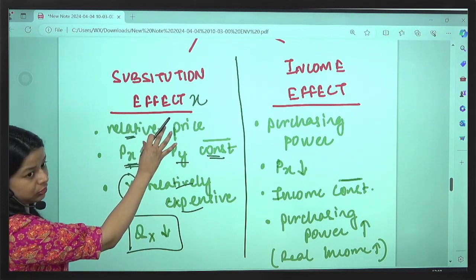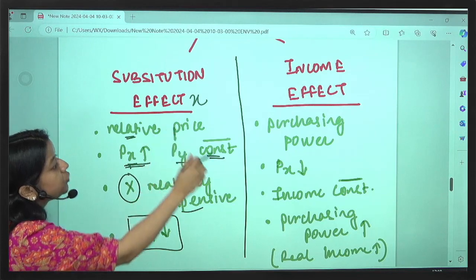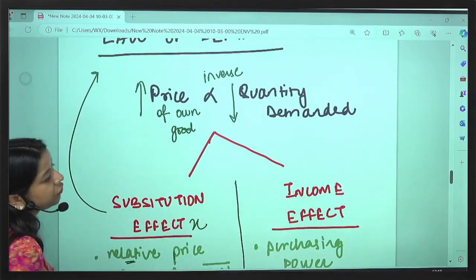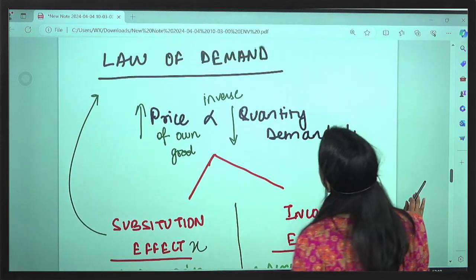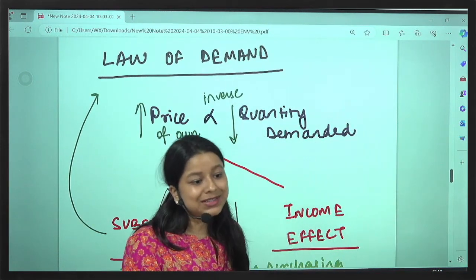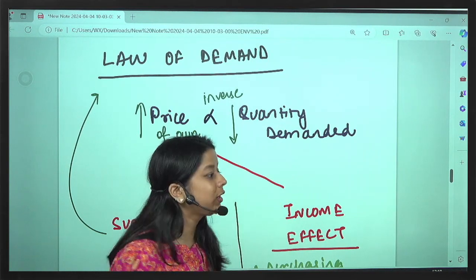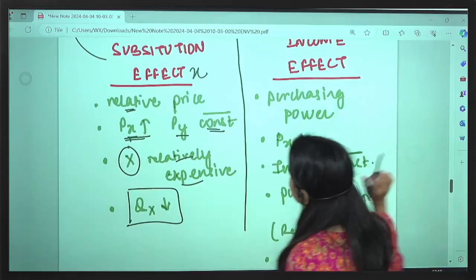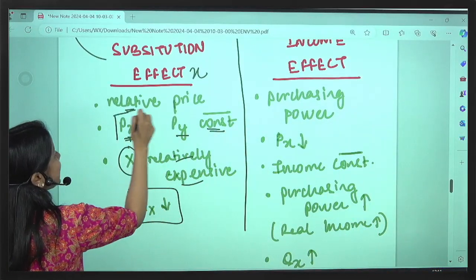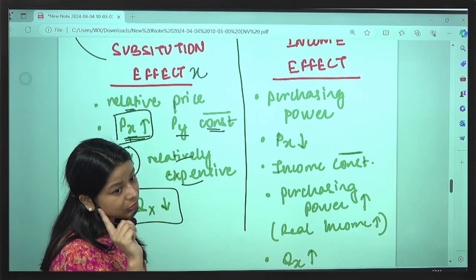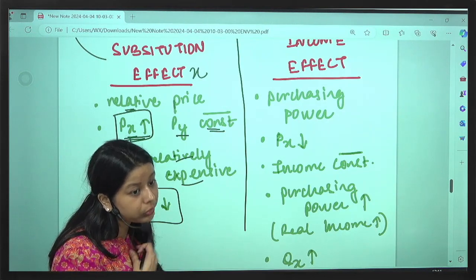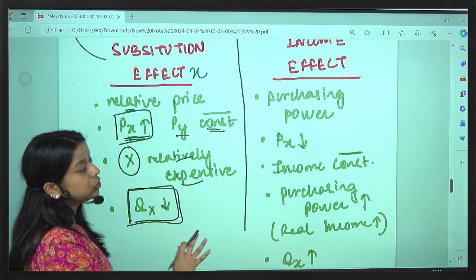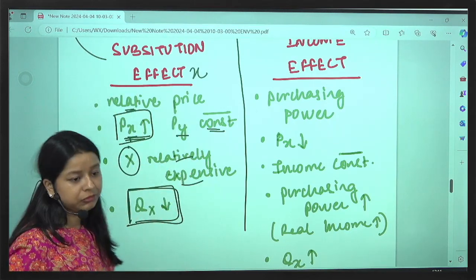This is the substitution effect, which proves what? Which proves your law of demand. This is one way of proving it. You are showing the relative price of two or more goods. What is changing? Just keep in mind, price is changing. In law of demand, price should change. Price of own good should change and quantity demanded of own good should change. How have we explained? Through relative pricing.